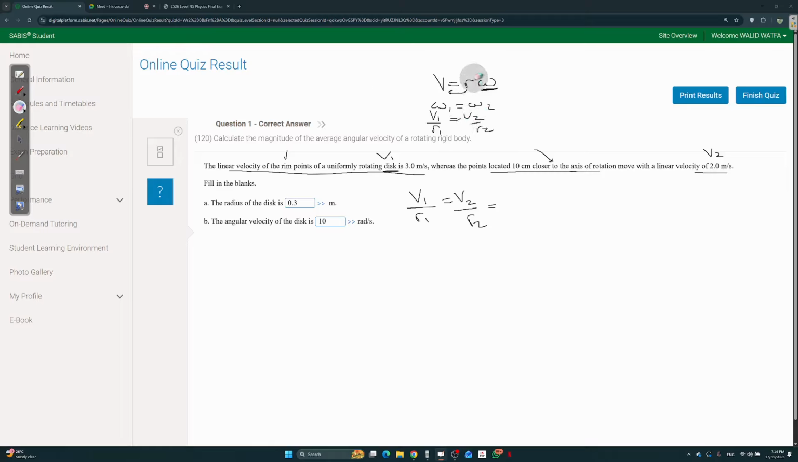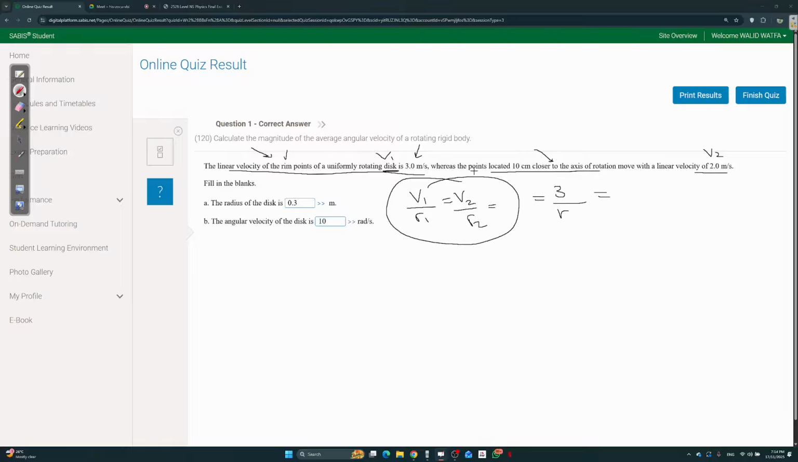Okay, this is how you get the rule. But in your exam, you don't have to do all that. Just put this in. How do you put this in? V1 is 3 meters per second, and the point for the 3 meters per second is on the rim. So that means the radius of it is r.